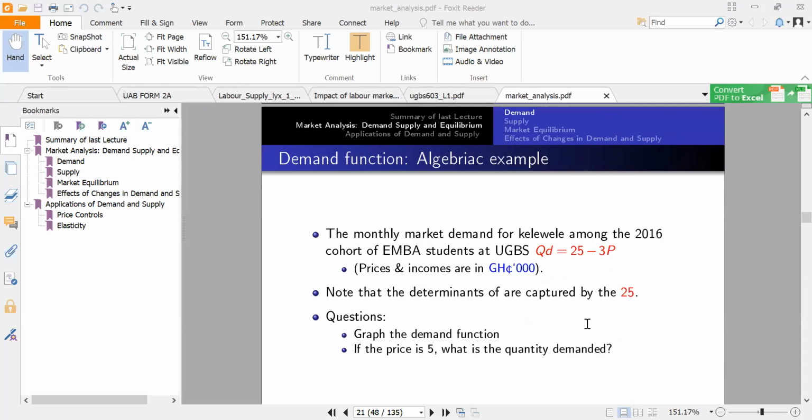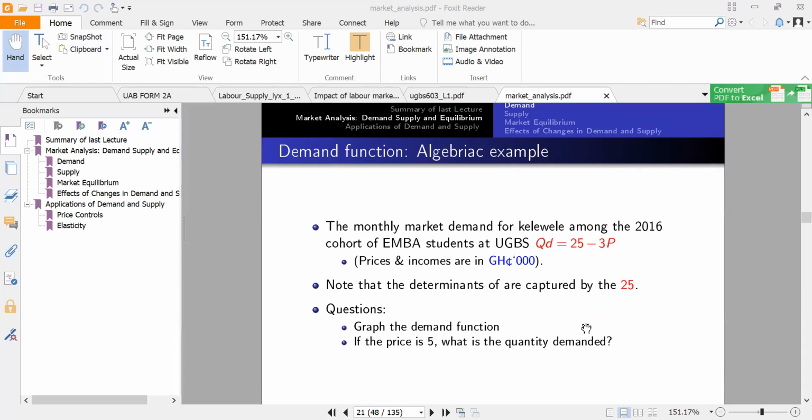So you can also graph the equation. We have converted this equation to a schedule. I just asked you what the quantity was if price was 1, and if price was 2, and we generated the schedule. You can use the schedule you have generated to generate a demand curve. So you can actually move from a demand equation to a demand graph. So 1, 22, 2, 19, 3, and all that can generate the demand function graph for you.